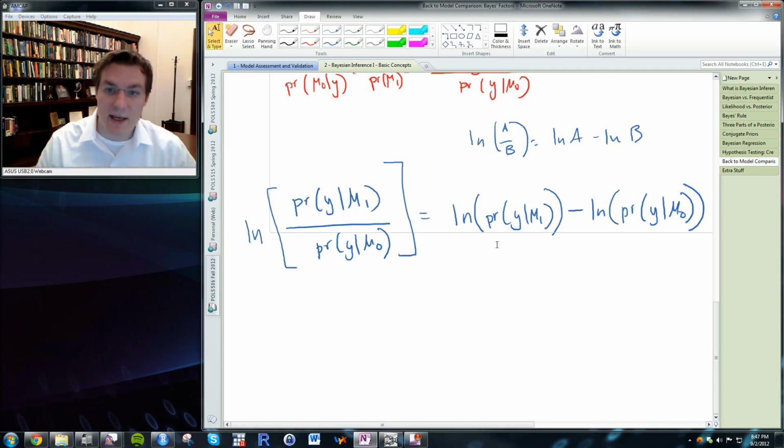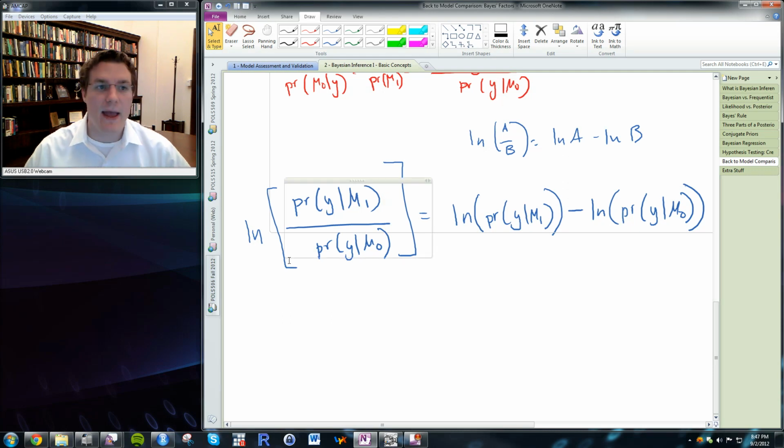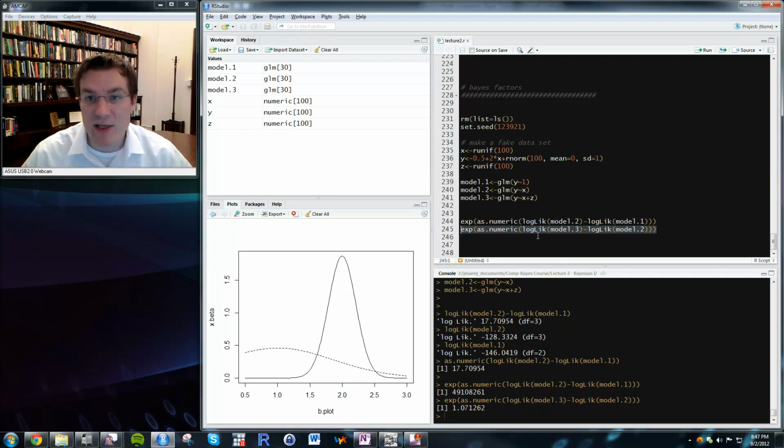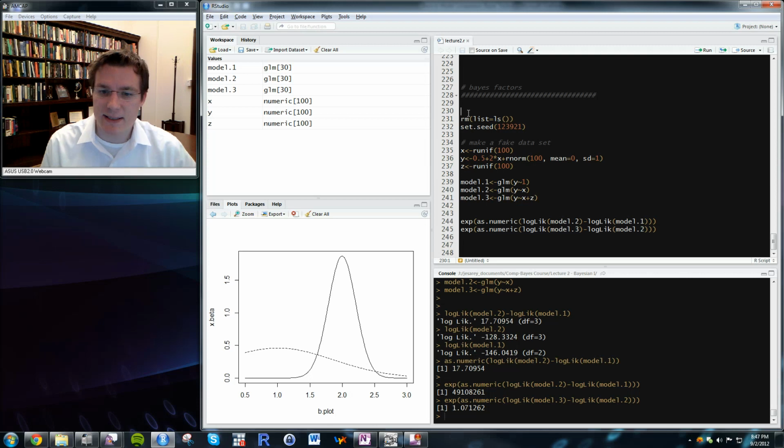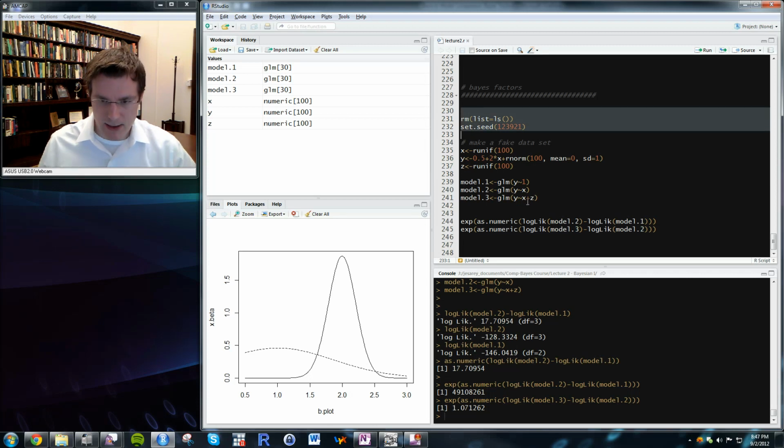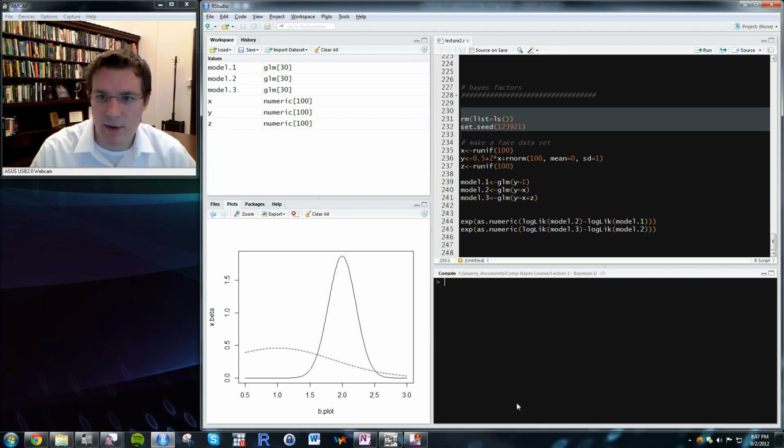So if we start with log likelihoods, what we really need to do is subtract them and then take the exponential to recover the Bayes factor. So that's what we've done here. I've made a fake data set.